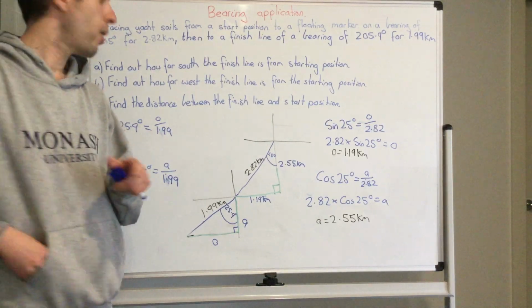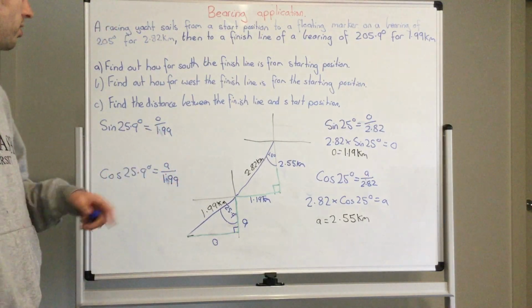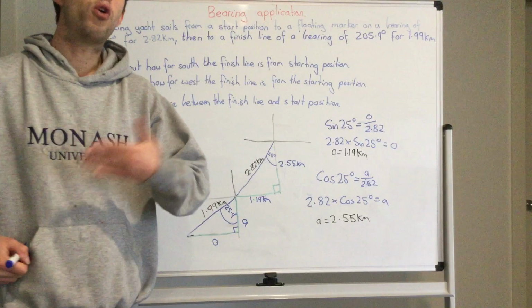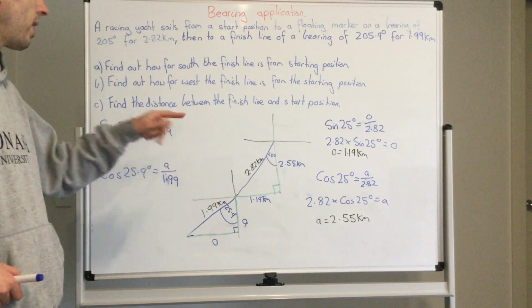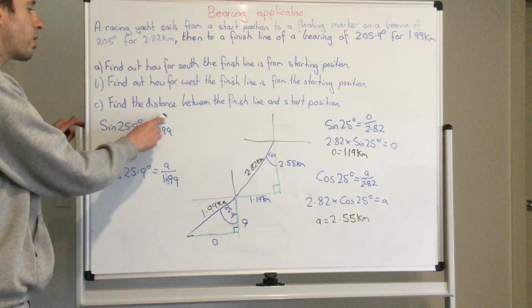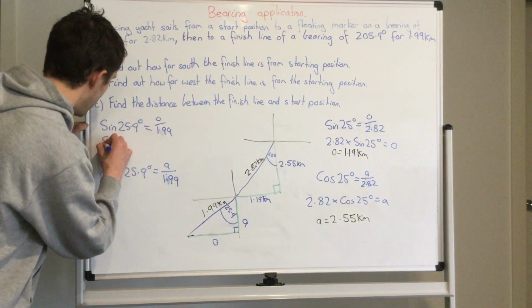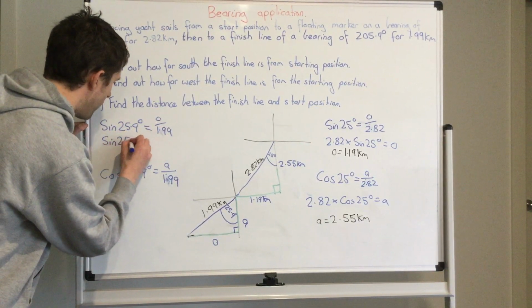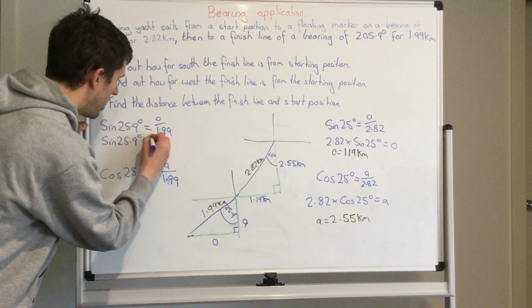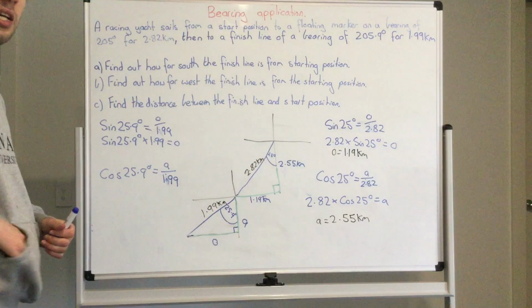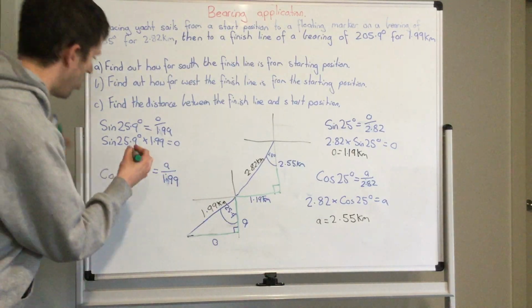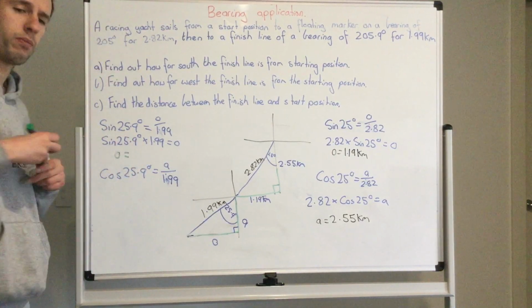Now that we've done that, I would like to get O by itself. So to get O by itself, I need to multiply each side by 1.99. If I multiply this side by 1.99, it will cancel itself out. And it becomes sin 25.9 degrees times 1.99 equals O. So let's find out what our O is equal to.